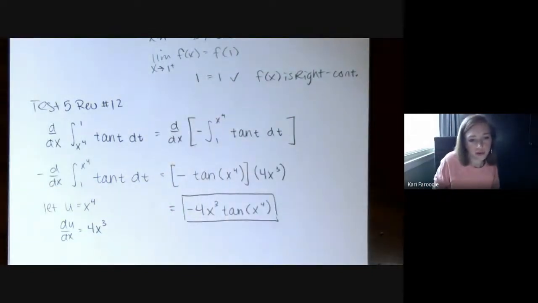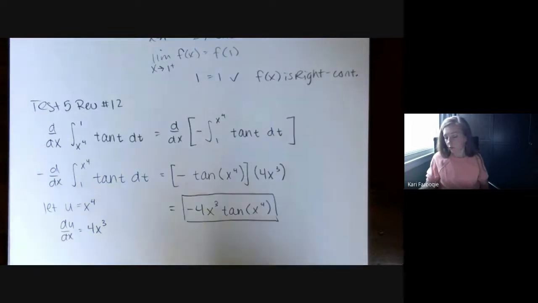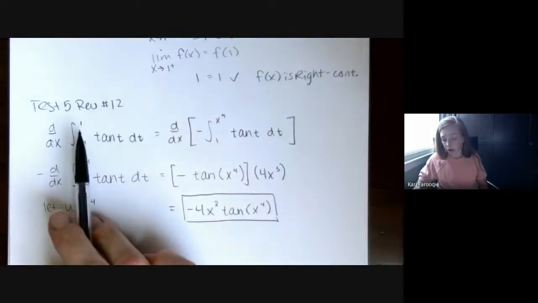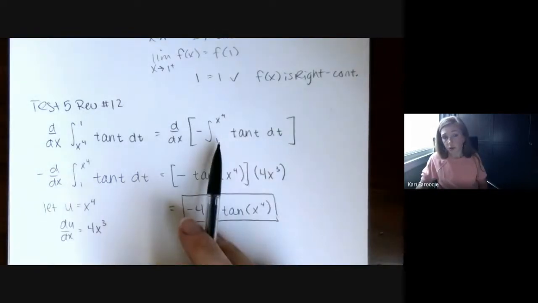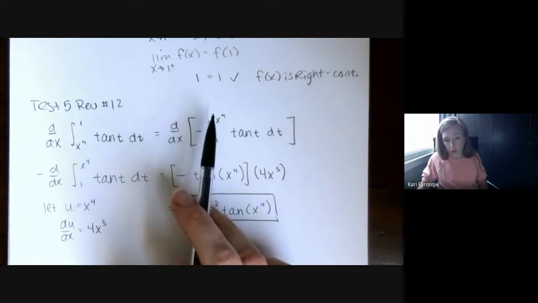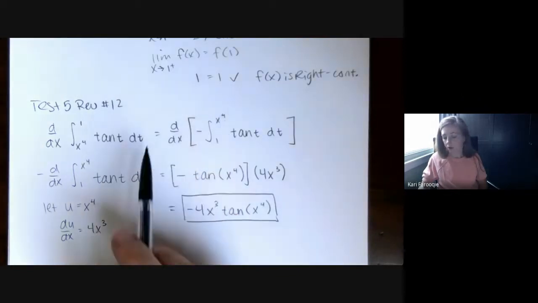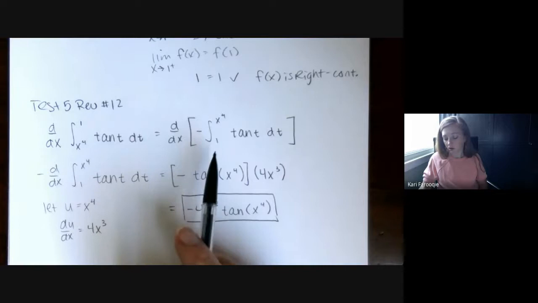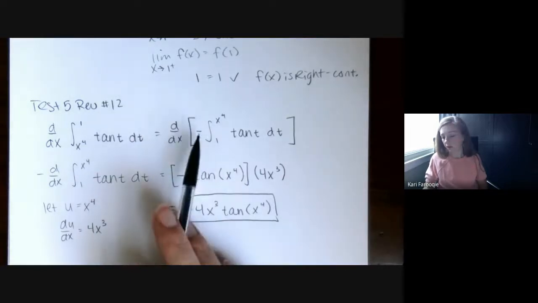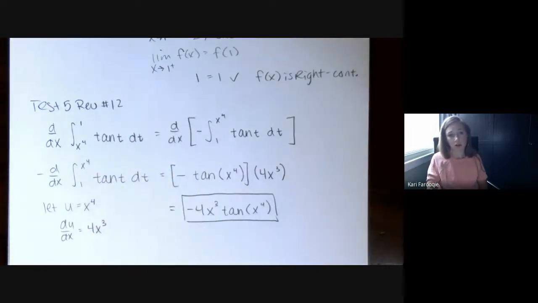So that's where that comes into play. It's very important for us to recognize that if we don't have the lower limit being the real number and the upper limit being the function of x, that we need to switch those limits of integration so we have those in the correct order. And by applying a negative on the integral, we can do that.